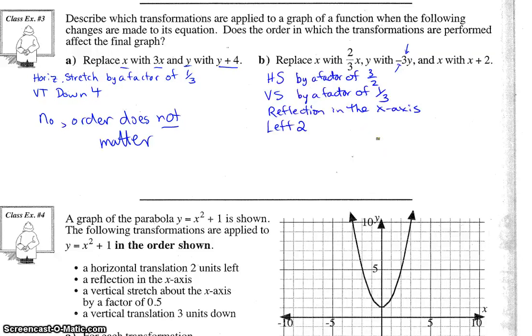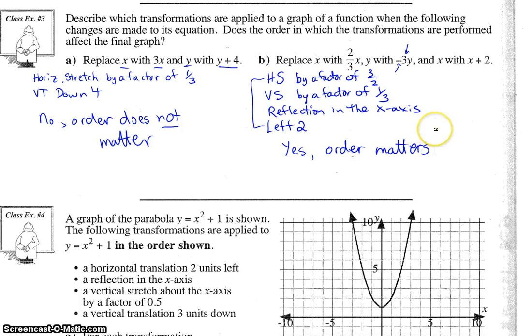Okay, so we should have horizontal stretch by a factor of 3/2, vertical stretch by a factor of 1/3. The negative would be a reflection in the x-axis, and replacing x with x plus 2 moves it left 2. Okay, so hopefully we all had the same thing. Now, does the order matter? If stretches and translations happen in the same direction, then order does matter. So because we stretch horizontally and move left, so horizontally, yes, order matters.